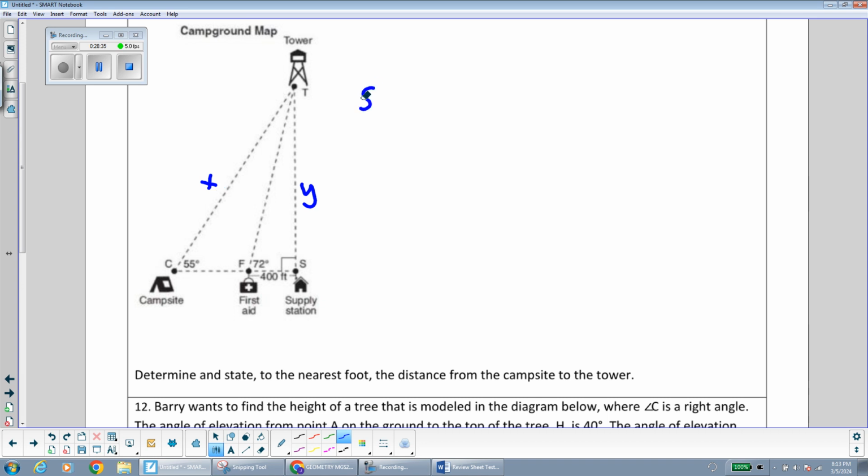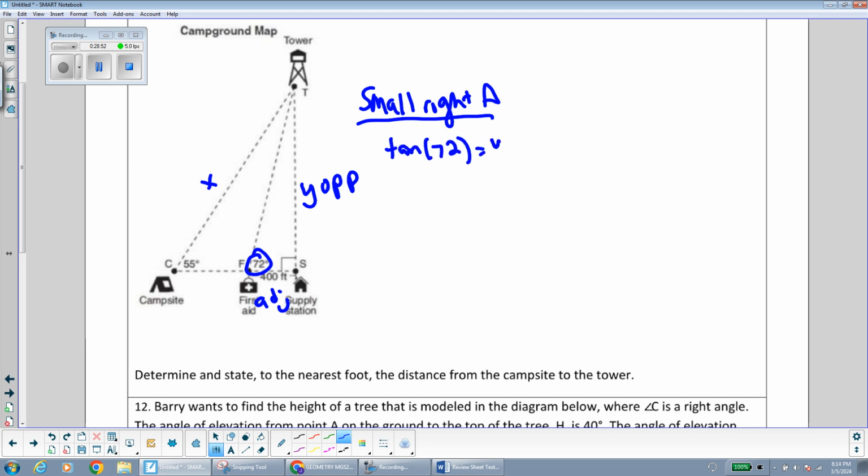So for the small right triangle, here's my focus angle, here's opposite, and here's adjacent. So that's going to be tangent. Tangent of the 72-degree angle equals opposite over adjacent. From here, we're going to cross multiply. 400 tangent of 72 equals y.